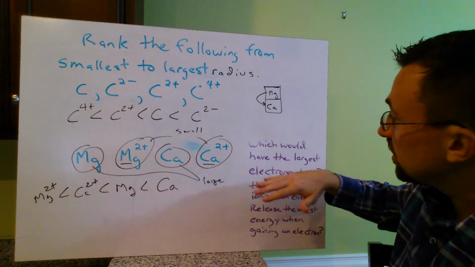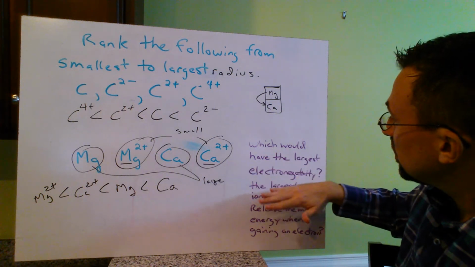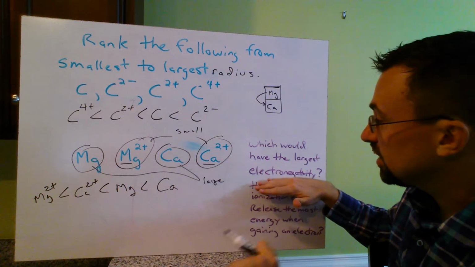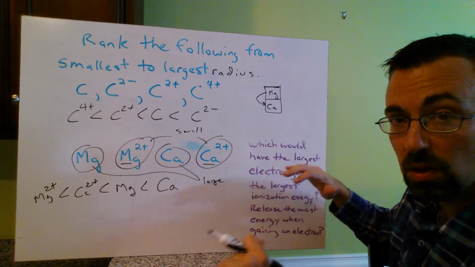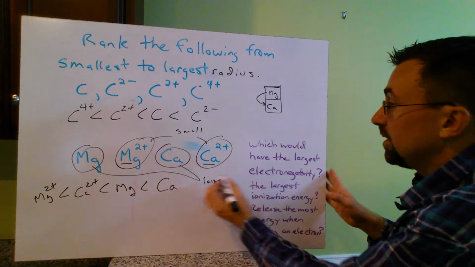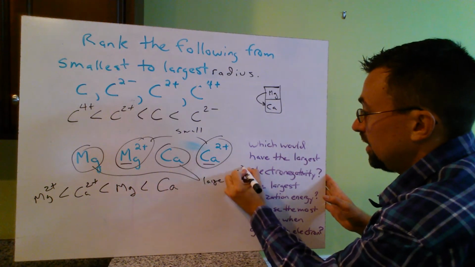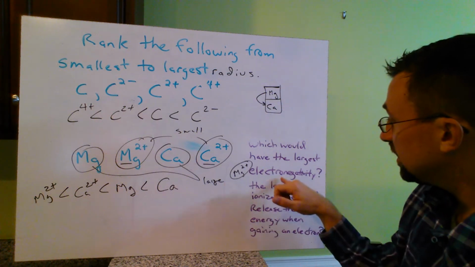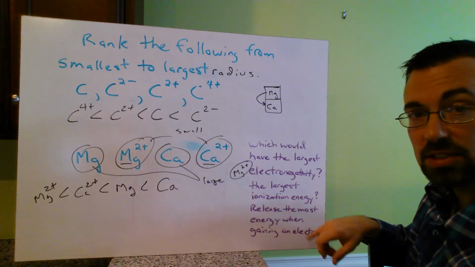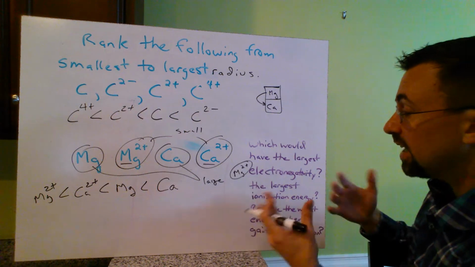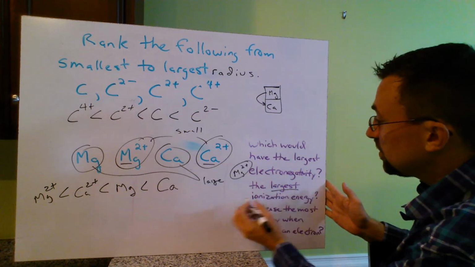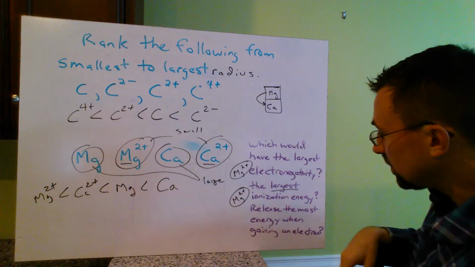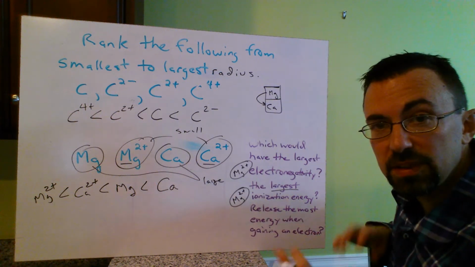What if I change the question to which of the following would have the largest electronegativity? So again, the largest electronegativity is going to be the smallest size. So this would be magnesium 2+. It's the smallest because it's holding onto its electrons the tightest. What would have the largest ionization energy? Again, everything runs opposite of size, so if we want the largest, we really want the smallest ion, and this again is magnesium.